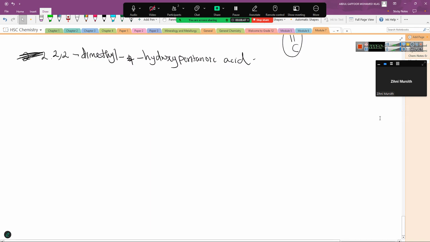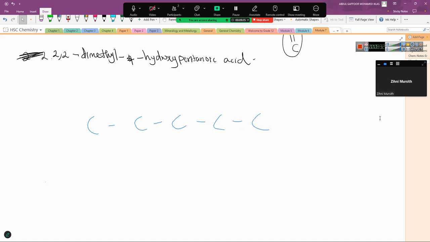Is that okay? So three. There's three twos and then dimethyl. Wait, hold on, let me see this. 2,2-dimethyl-4-hydroxypentanoic acid. Okay, so pent means 5 carbons. So 1, 2, 3, 4, 5.